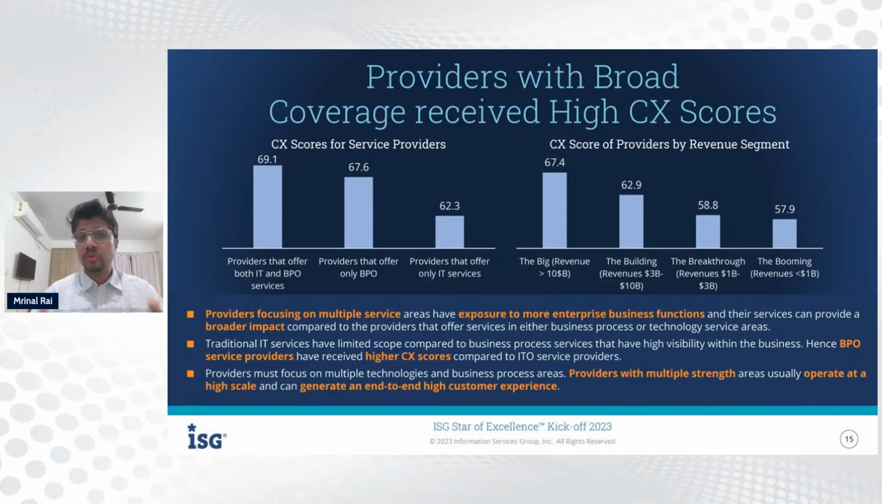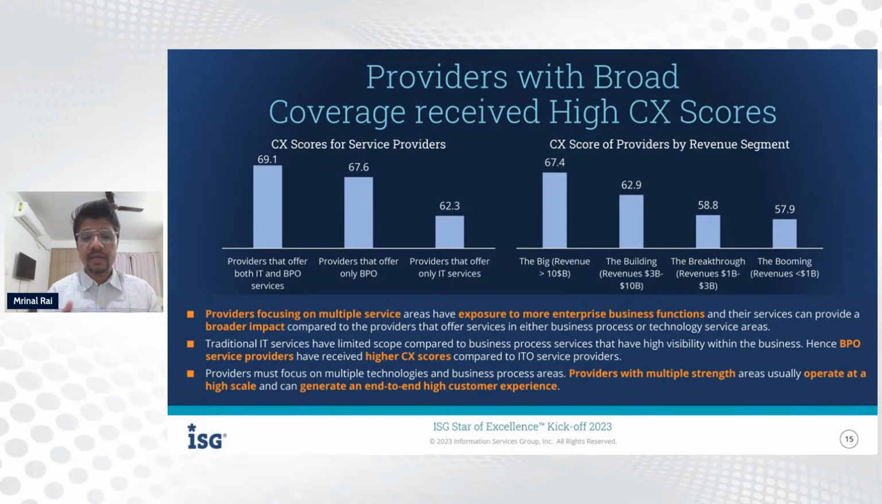Similarly, if you grow more, you operate at scale, your size increases, and the data shows that the providers with high revenue, the set of big providers, which we have taken the name from the ISG Index, also have received high customer experience scores than those providers who are small but specialize in niche areas. So the need of the hour is that providers must focus on multiple technologies and business process areas.